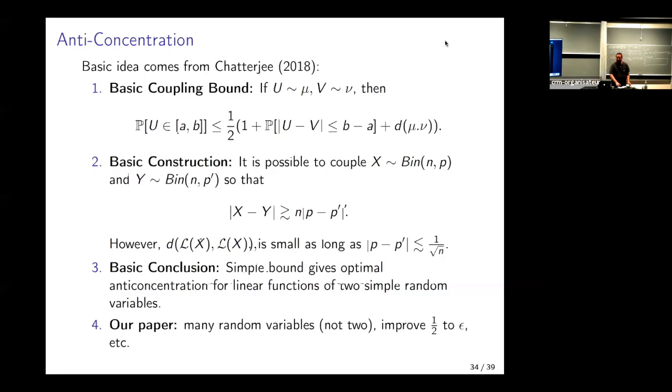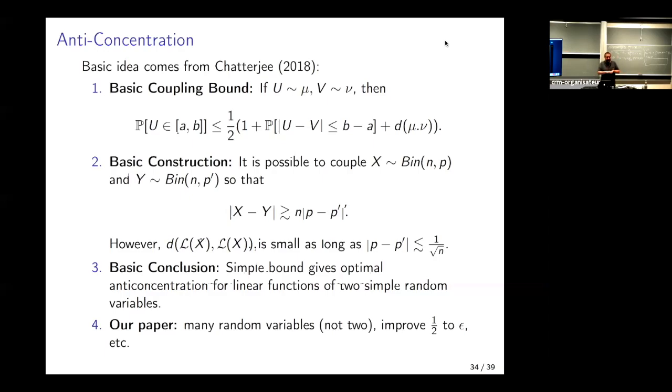Well, there's this general anti-concentration bound from Chatterjee, which says the following: the probability that U gets stuck in some small interval AB can be bounded by two things. What you do is you come up with another random variable V, which has to have two properties. First of all, the distribution of V has to be very close to the distribution of U. That's the thing on the far right-hand side. And second of all, pointwise, U and V have to be far away from each other. You have to couple them so that that happens. If you can do that, then you can check that U doesn't get stuck.